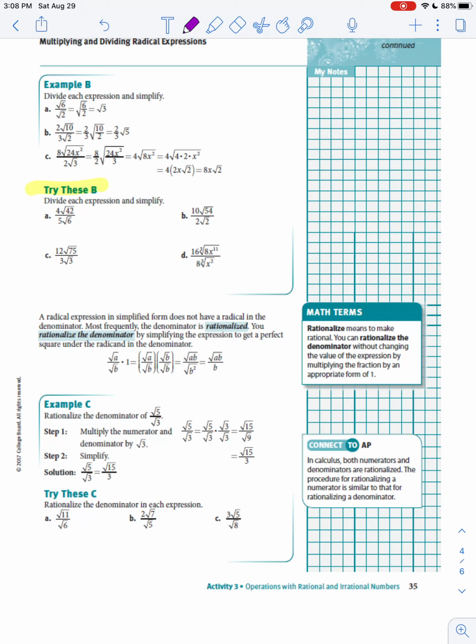So for part A, I see 4/5, and that doesn't really divide out at all, so that's going to stay 4/5. But because 42 does divide by 6, I can go ahead and do that. 42 divided by 6 is root 7.